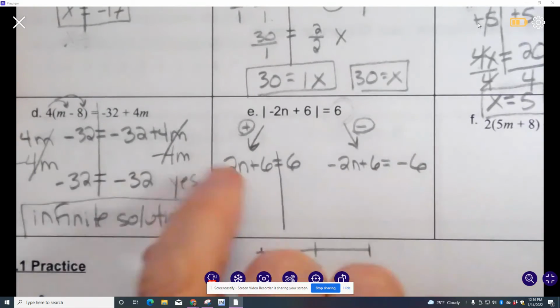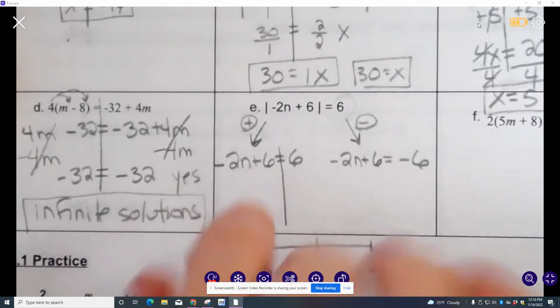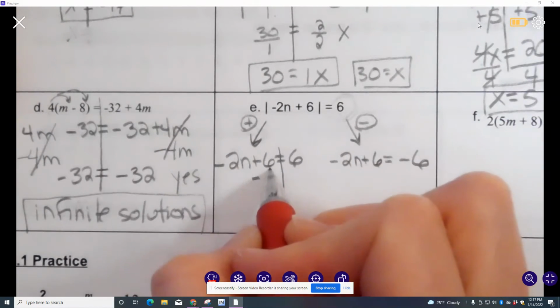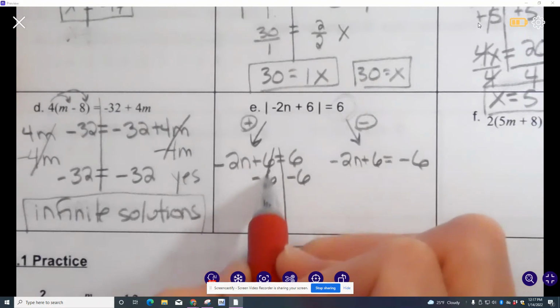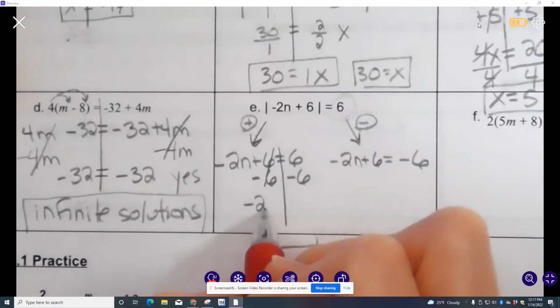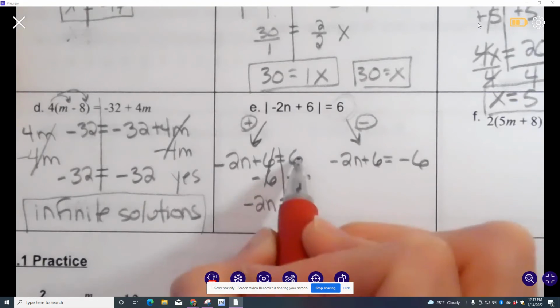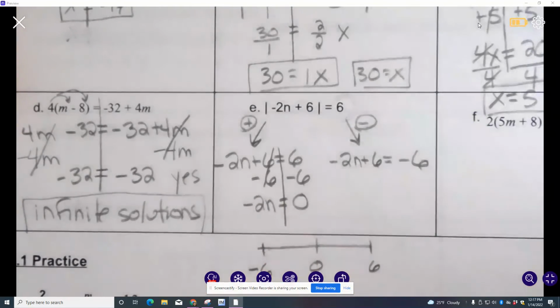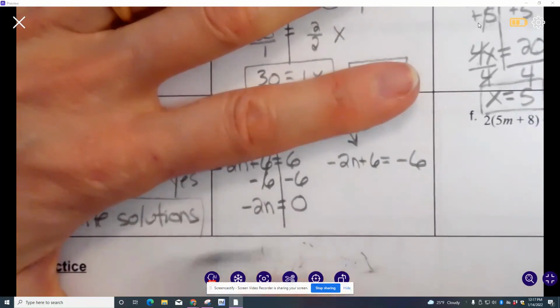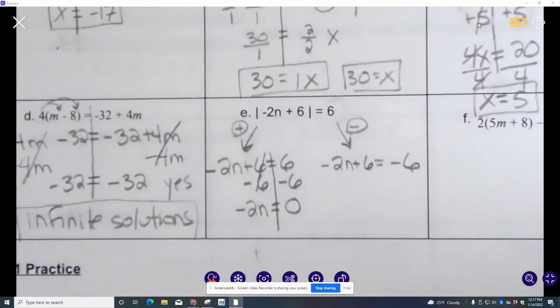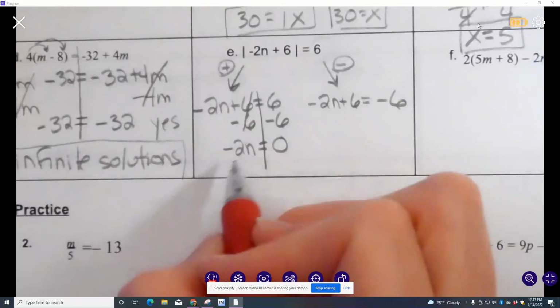No parentheses, 1 variable. So start by undoing addition and subtraction by minusing 6 from both sides. So that gets me 0. Negative 2n equals 6 minus 6 is 0. That's fine. You haven't made a mistake. Everything's correct. 0 is a number on the number line, so just keep going.